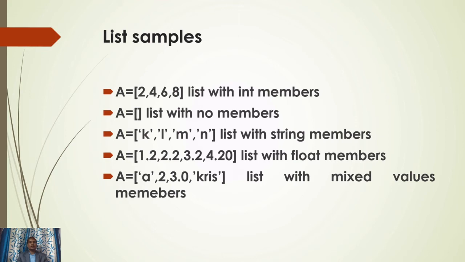If a value is written as a number enclosed in single or double inverted commas, it is treated as a string value. In sample number 4, all the values are decimal values or float values. In the last sample, I have all mixed values: whole number value, character value and decimal value.